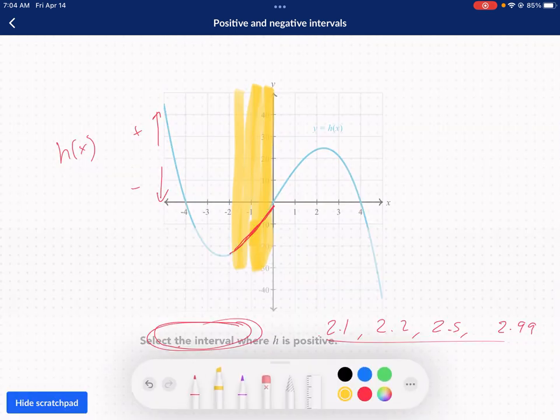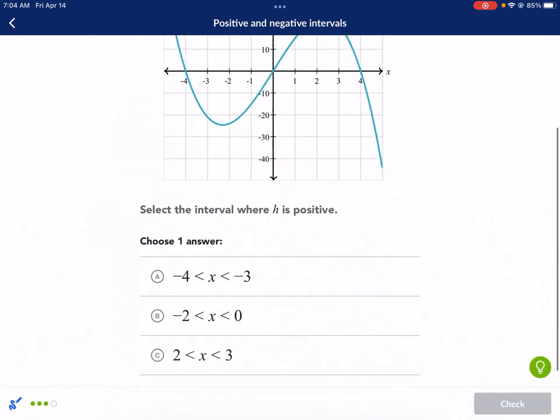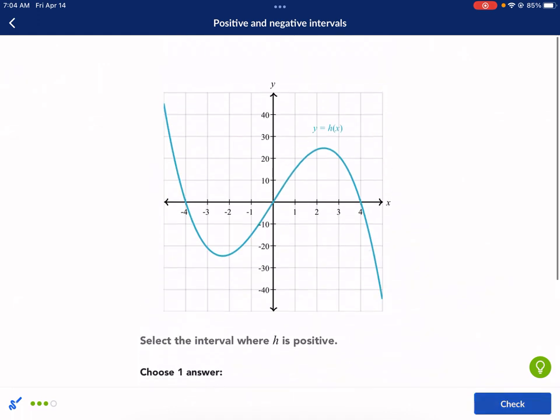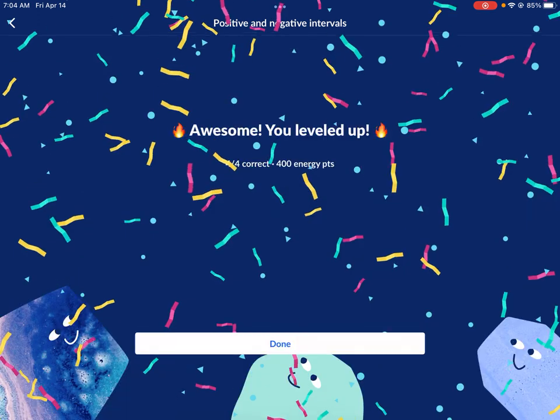So between 2 and 3, it's this tiny interval here, and you can clearly see that it's in the positive territory, which is above the x-axis. So it is choice C, and we're done. That's all there was to it.